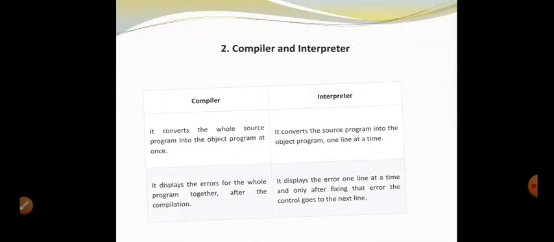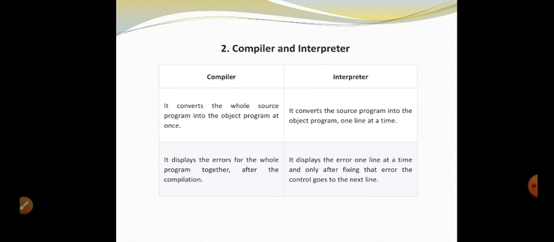Next difference is between compiler and interpreter. What is a compiler? A compiler converts the whole source program into the object program at once. Means the whole source program is being converted into bytecode with the help of the compiler at once. Whereas an interpreter converts the source program into the object program one line at a time. One line at a time it will execute instead of the whole program.